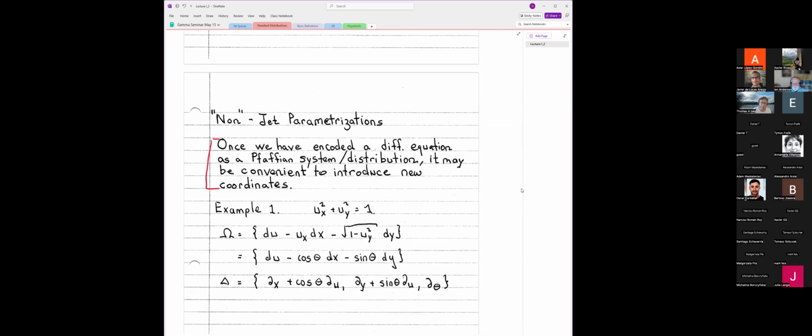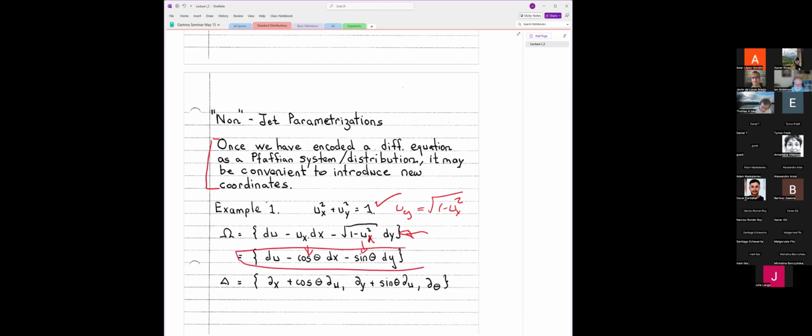So here's a very simple example: the differential equation ux squared plus uy squared equals 1. How should we encode that as a Pfaffian system? Well, I should solve for one of these variables. So let me solve for uy: uy would be the square root of 1 minus ux squared. And here is what we would call the standard Pfaffian system for that equation. But to clean this up a little bit, we could replace ux by cosine x, in which case uy becomes sine y. So we can write our differential equation this way, and the dual distribution is this. So here's a simple example of a Pfaffian system: you encode it from a differential equation, and you introduce new coordinates to simplify some of the formulas.